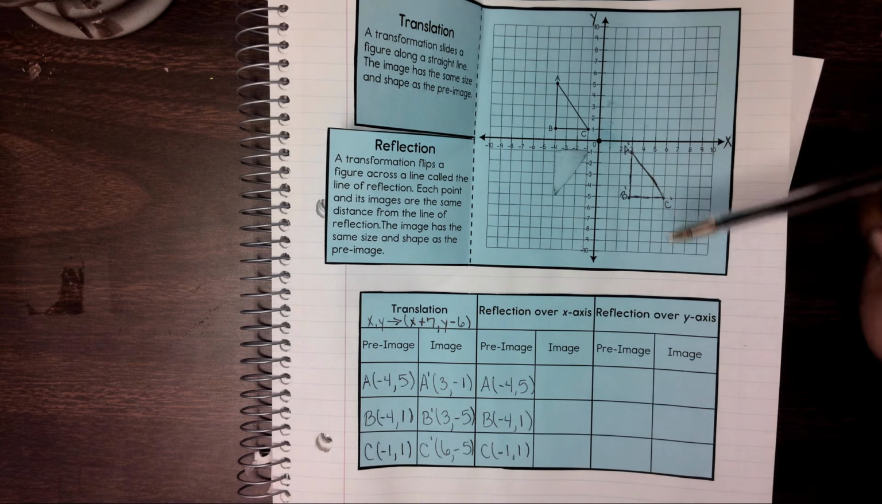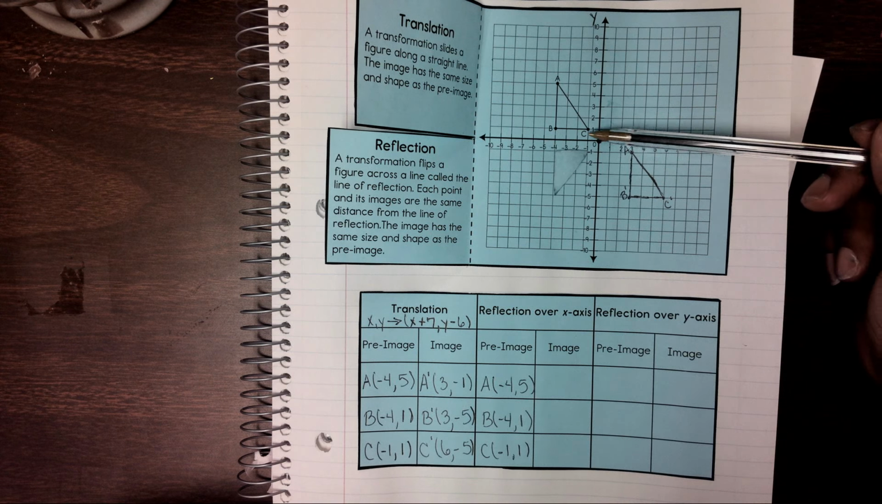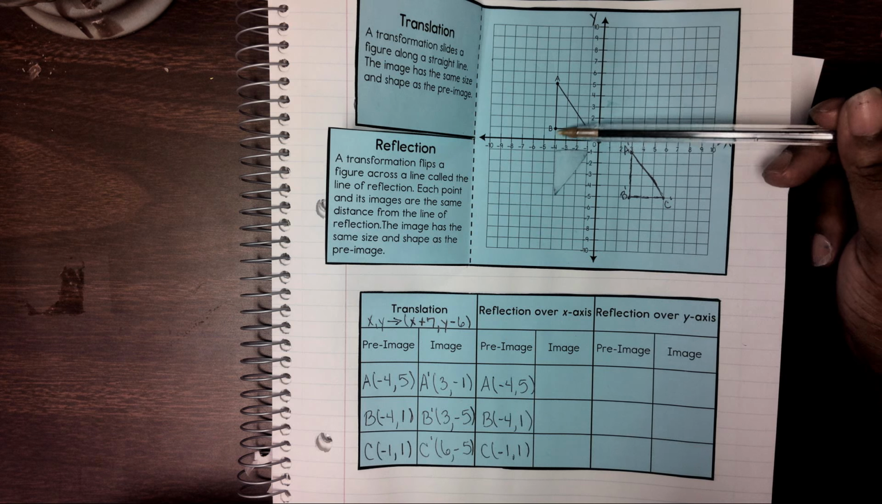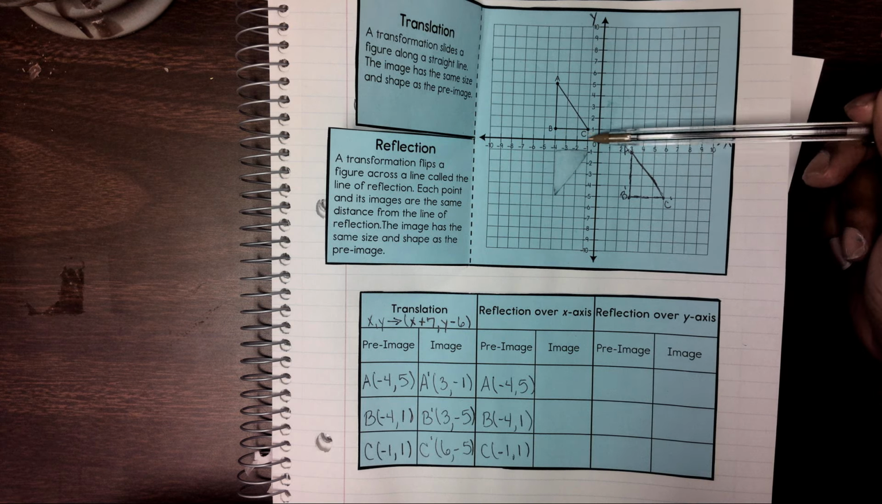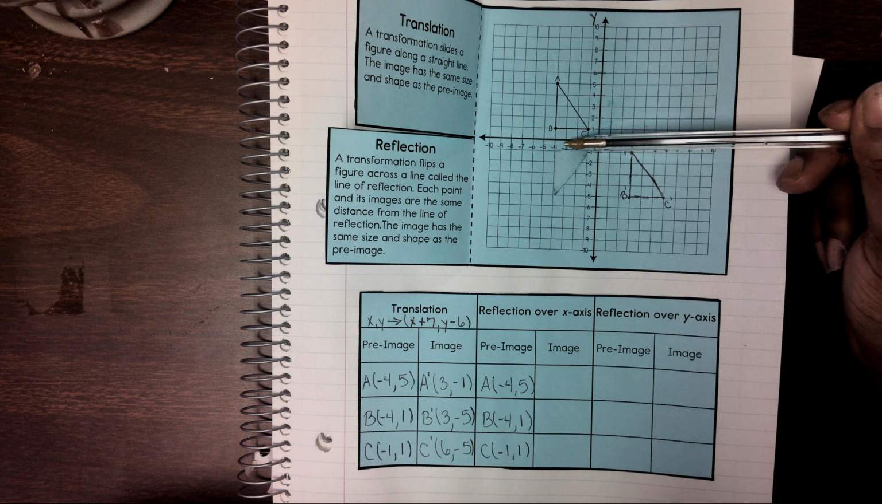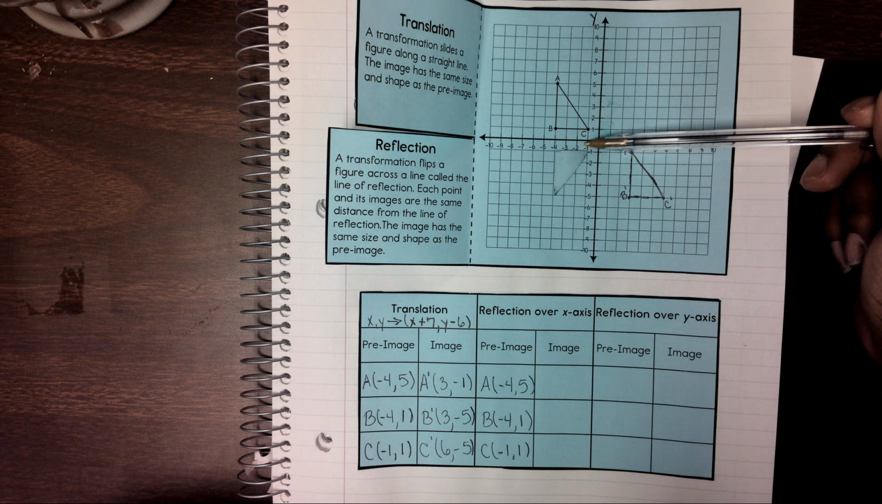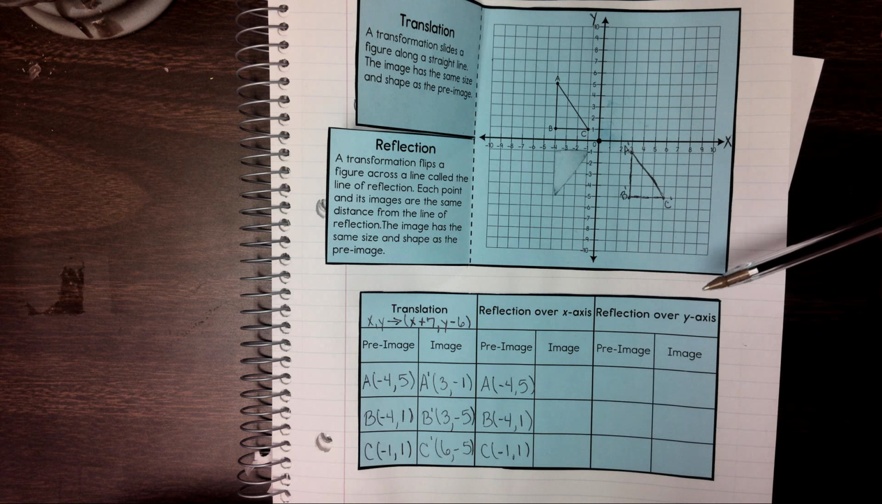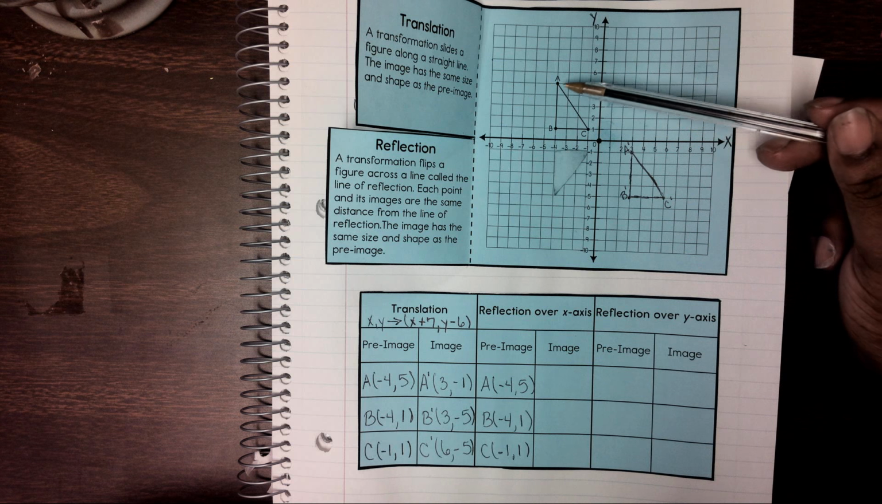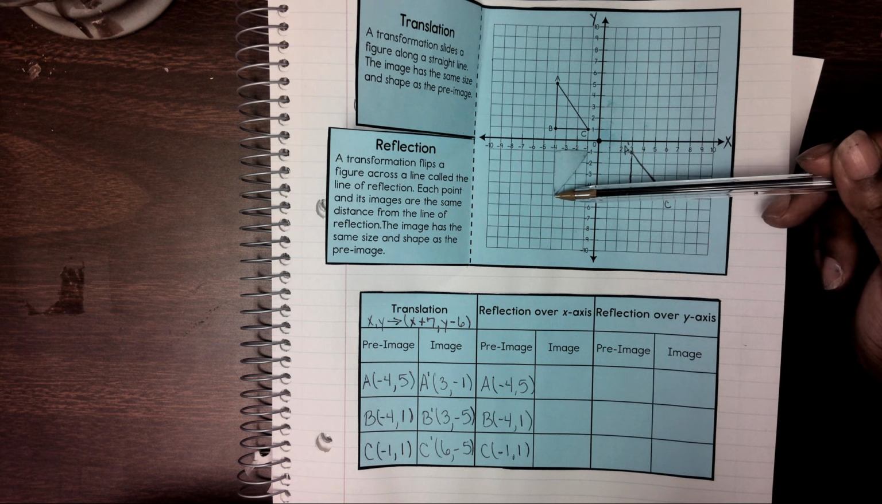And understand that when you are reflecting, it must be the same distance from its original. So as you can see, it's 1 unit distance away from the x-axis. It must be the same on the other side of the x as well. Okay? So with that being said, our point A is now down here.